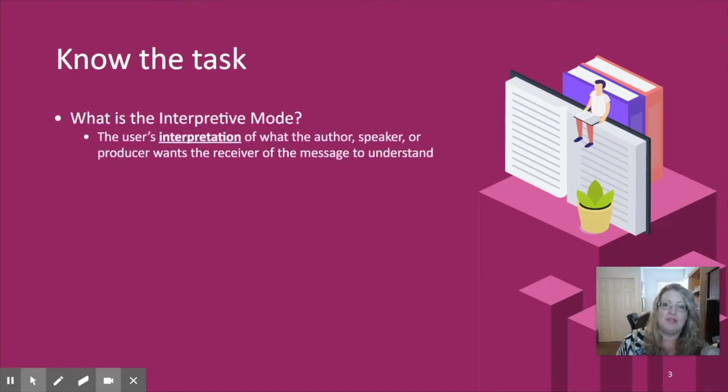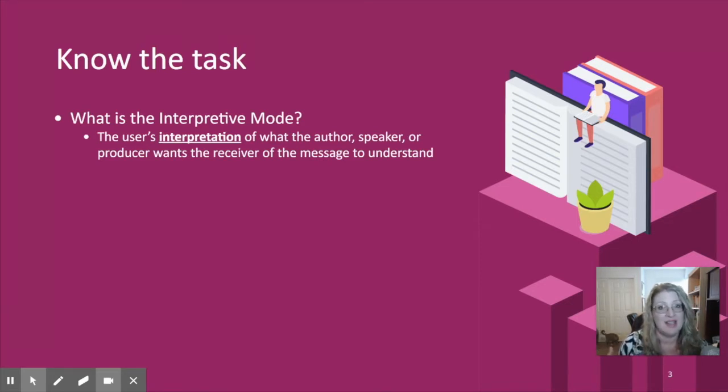Well, the interpretive mode is all about how you, the user, interpret the information that has been prepared by the author or creator of the document, so that you can tell if you are understanding the message the way it was intended. And a document doesn't have to be something written. So when I talk about a document or an authentic document, I'm talking about anything that was originally prepared for a native speaker audience. And that could be a song, a poem, a newspaper article, a video, a podcast, a story. There are so many kinds of documents that you could be interacting with.